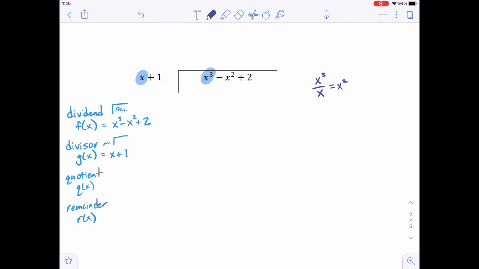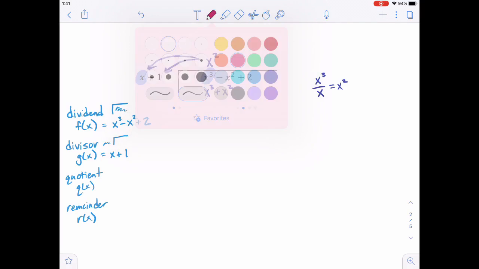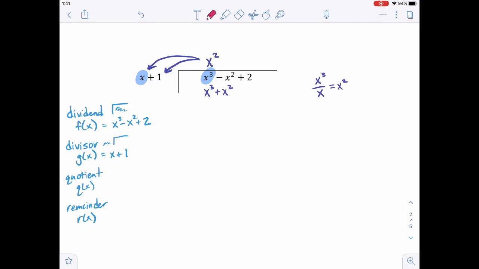Well, it goes in x squared times. It doesn't go in twice, it goes in x squared times. You actually need to do this division. X squared goes on top. What do we do next? Multiply by everything on the outside. Notice I said everything, not all 2 things. If there are 4 things outside, you will multiply all 4 of them by x squared. X squared times x is x cubed. X squared times 1 is x squared. Positive. Then we got to change the signs. Why are we changing the signs? Because we're subtracting. Minus, minus.